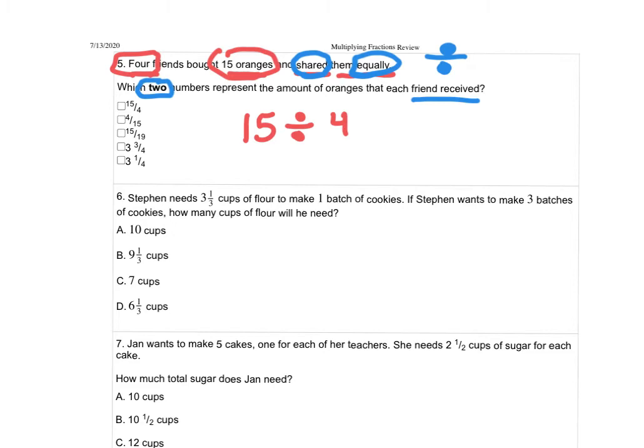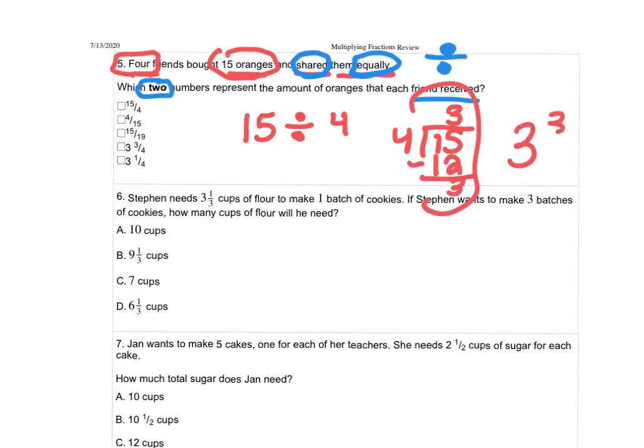So I'm going to come over here, and I'm going to say 15 divided by 4. 4 will go into 15 3 times. 3 times 4 is 12. I subtract. My answer is 3 3/4. So I look over here. I have 3 3/4, but I notice that it says which 2 answers.